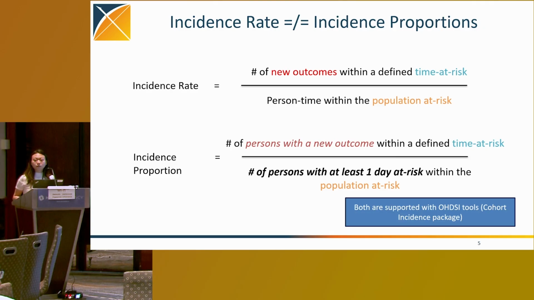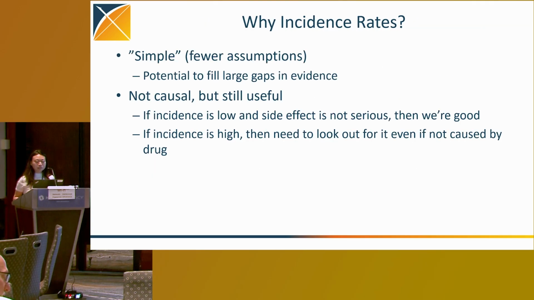Okay. So why incidence rates? Because it is so simple. But it is because it's simple that we can use them. Basically, it has fewer assumptions. So people are obsessed with machine learning and causal inference, and those things are great. But a lot of times they come with a lot of assumptions that make everything more complicated.